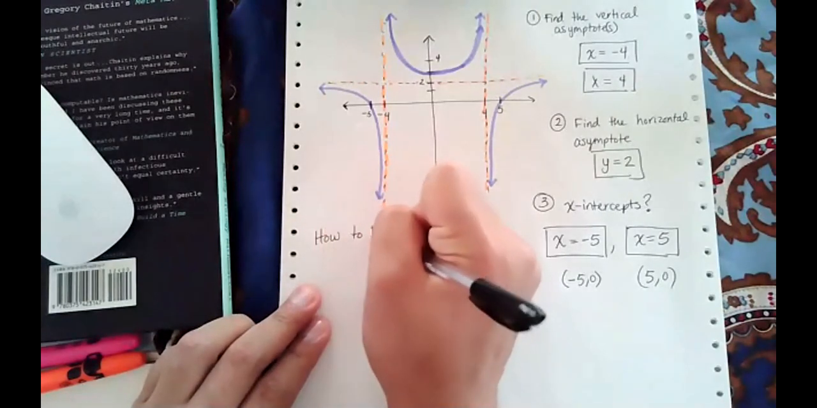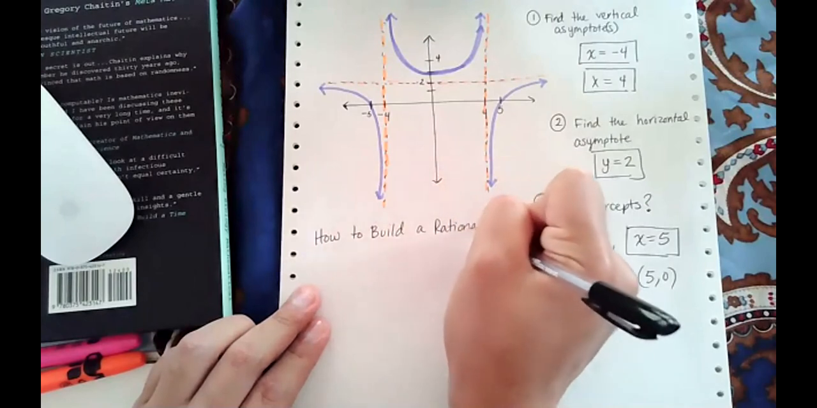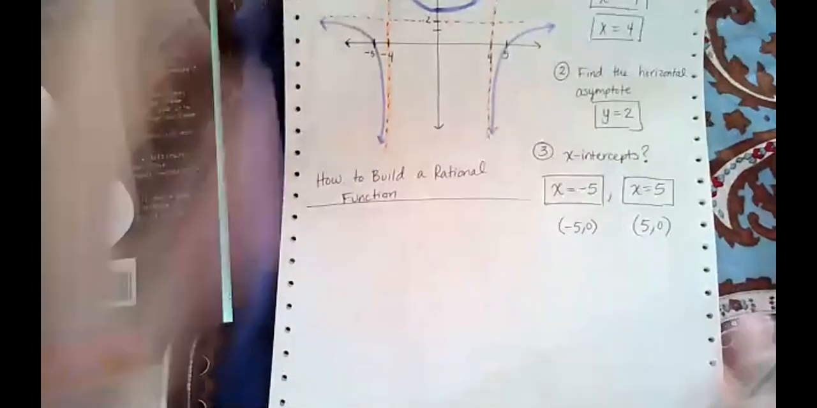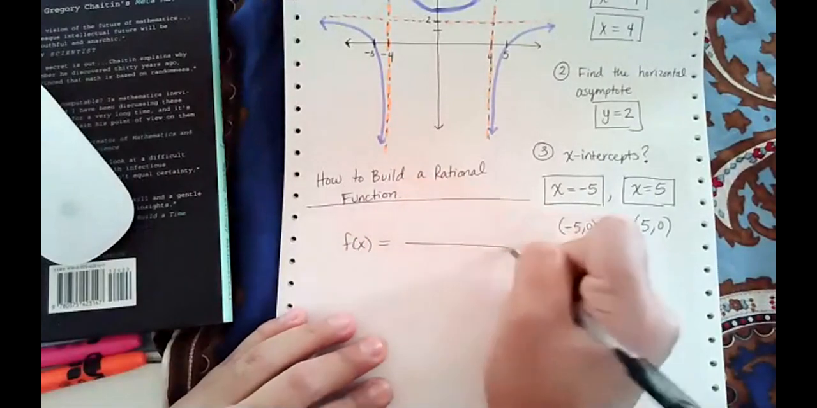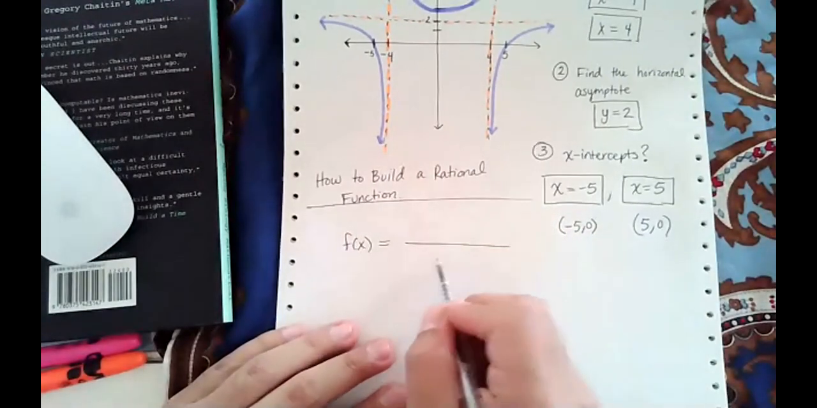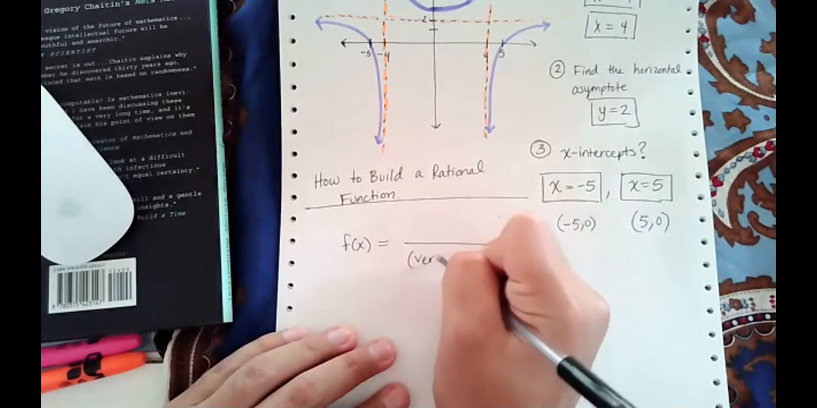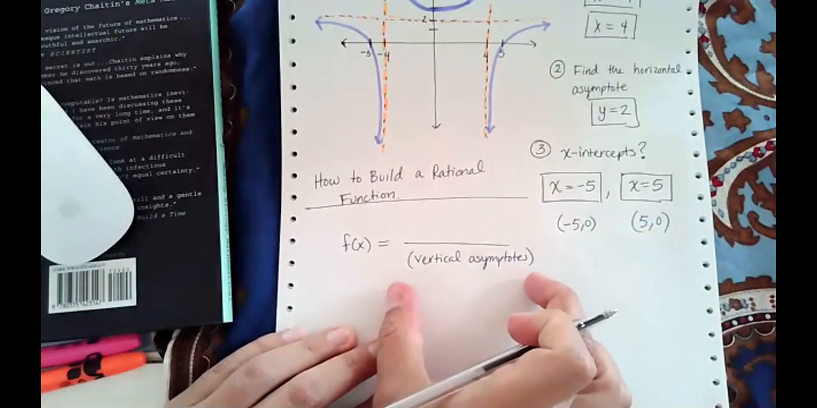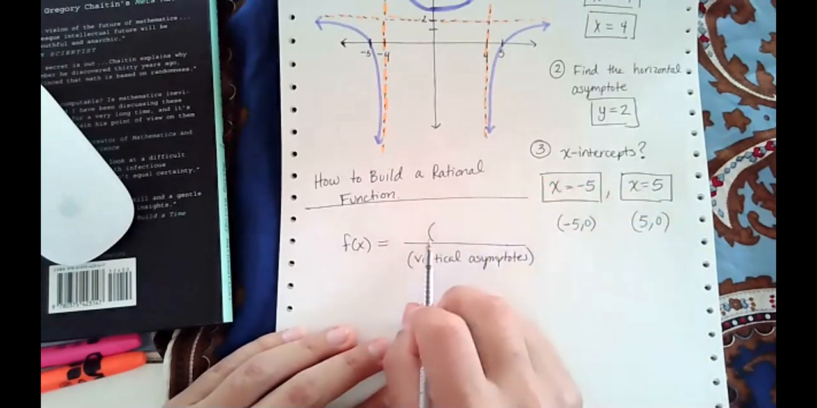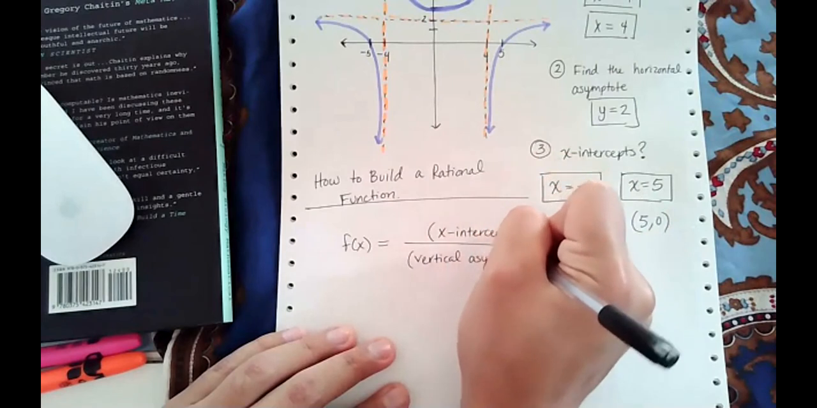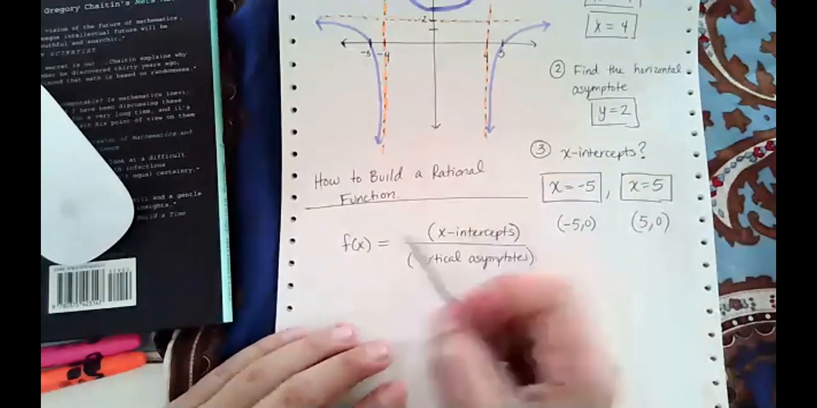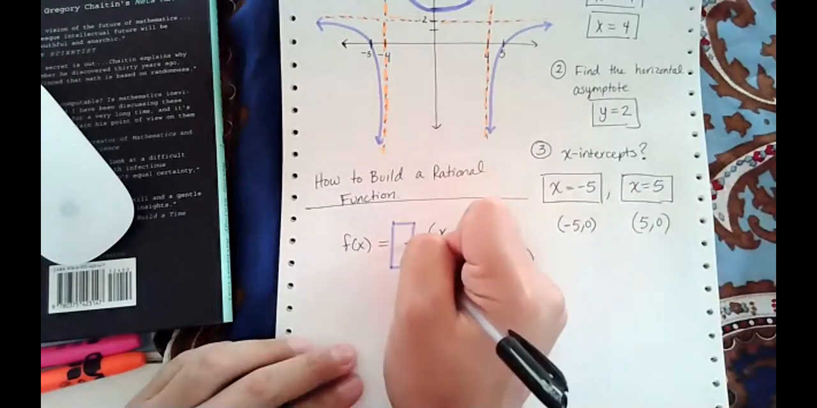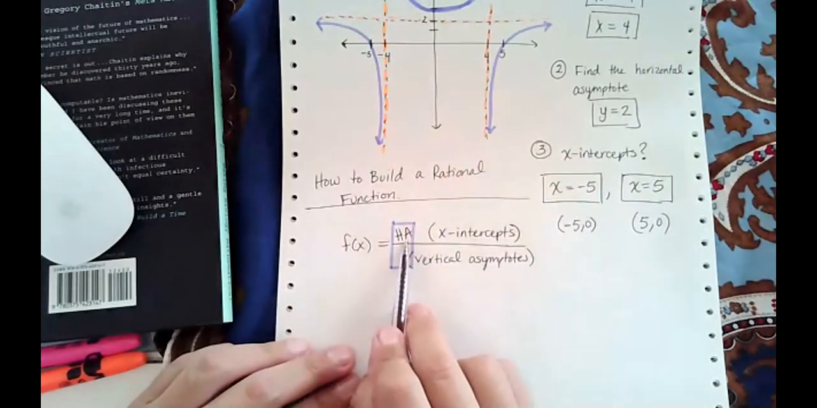So how to build a rational function. The overall scheme of it is that you'll have a function that is a fraction. The factors in the denominator come from your vertical asymptotes. Your numerator factors will come from your x-intercepts. And then the leading coefficient, and it could be a fraction, so I'm just going to sort of split it across there. This comes from the, I'm going to put HA for horizontal asymptote.